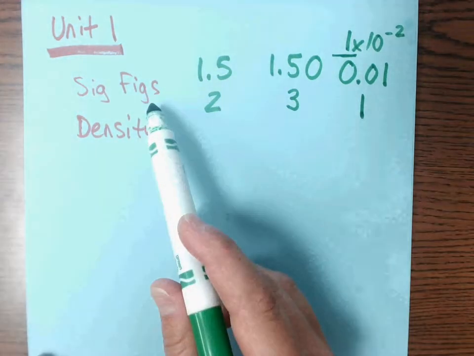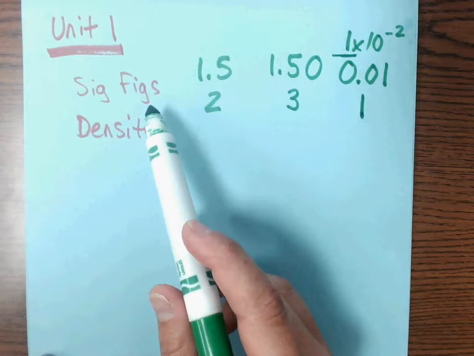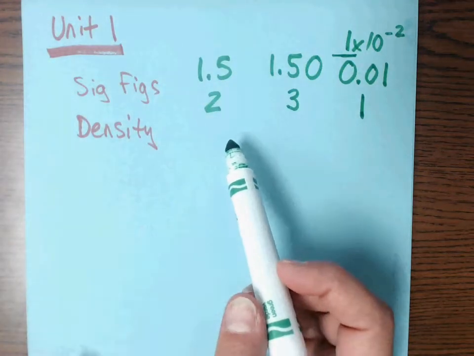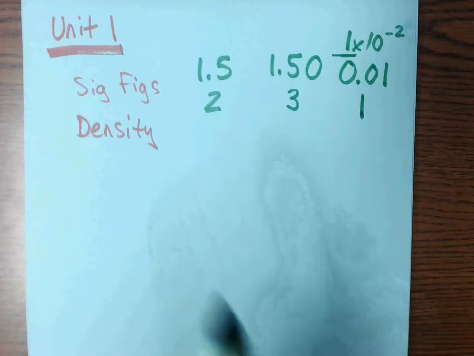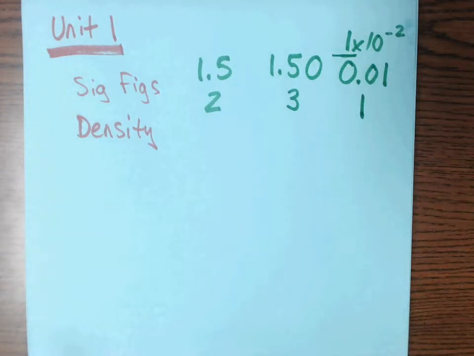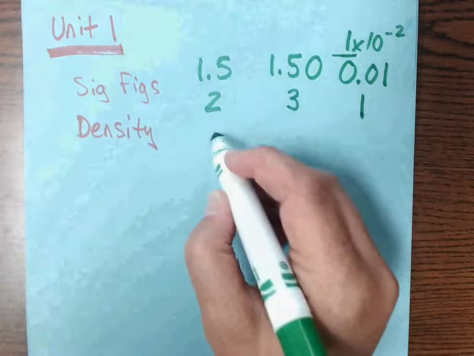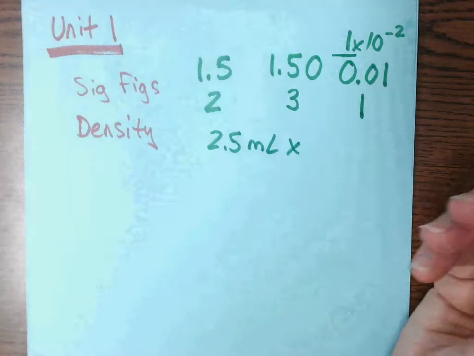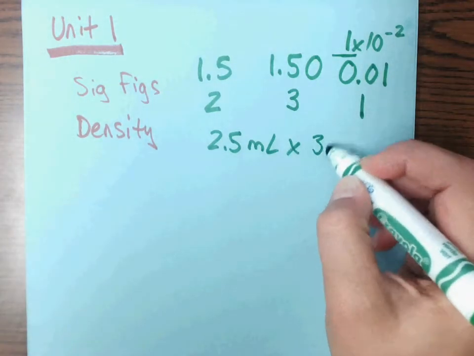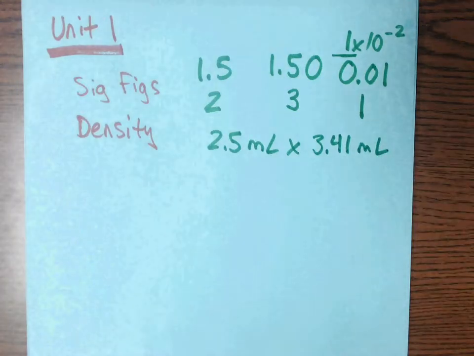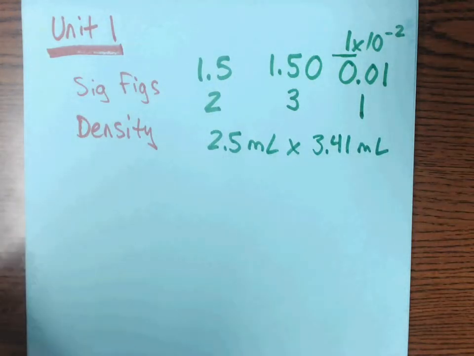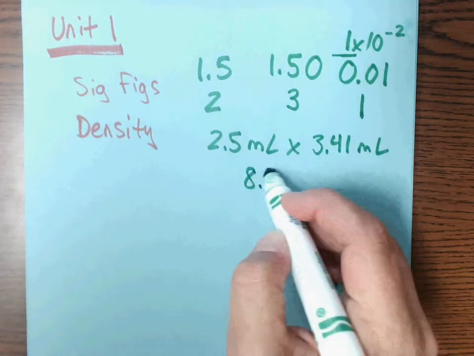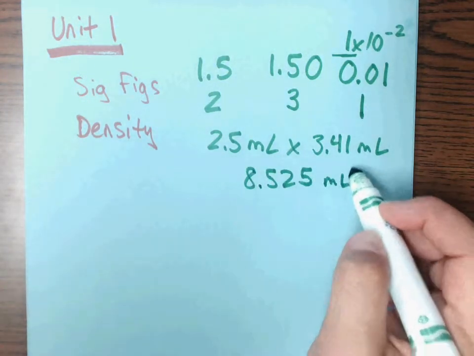Now the important part with significant figures really as we go forward is the rules when we add and subtract and multiply and divide. Now we don't really add and subtract a whole lot, at least in terms of our measurements, but we will be doing a lot of multiplying and dividing with stoichiometry. So to review that, if you had 2.5 milliliters times 3.41 milliliters, you just multiply like normal, plug it in the calculator, and I get 8.525 milliliters squared.